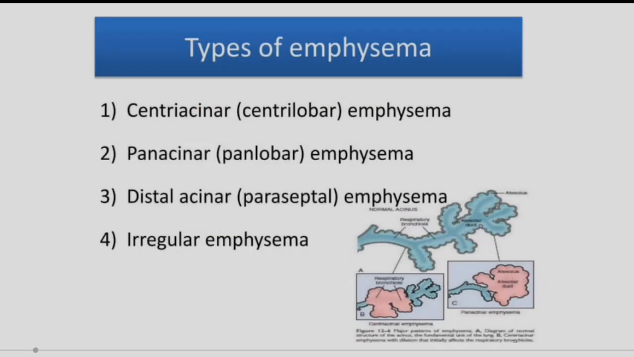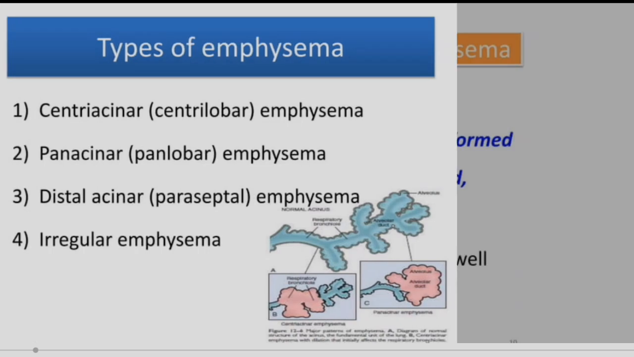There are 4 types of emphysema: centriacinar, panacinar, distal acinar, and irregular. These are the types defined as per which part of the alveoli or which part inside the lung is affected, or which cells inside the alveolar sacs are going to be affected. So let's see.